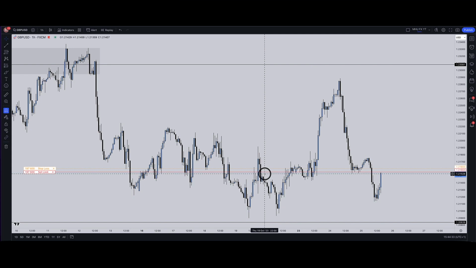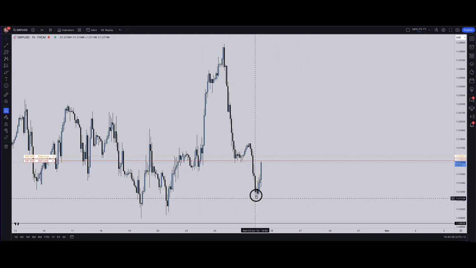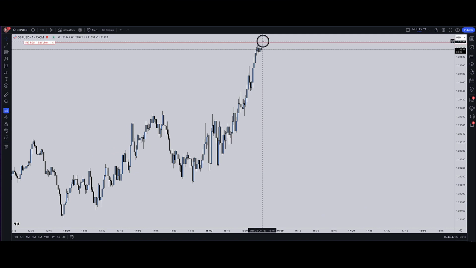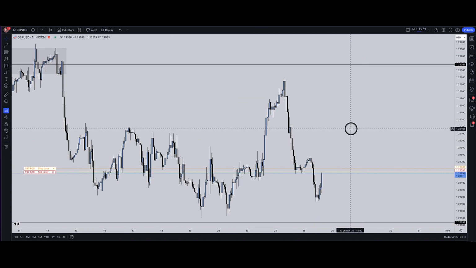We're going to be looking to run out sell side liquidity on GBP USD. I'm on a 1 hour time frame, looking to catch this retracement up. It's just come shy of my entry, but I'm going to wait to see whether I can get price up here one more time before taking that sell. So what do we have going on here?